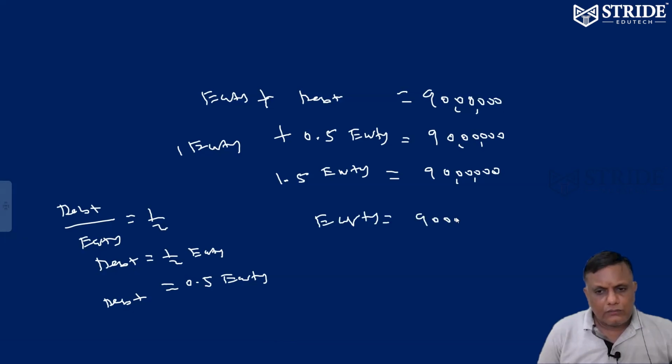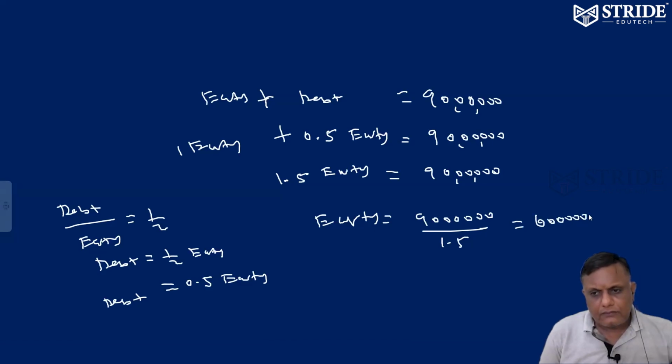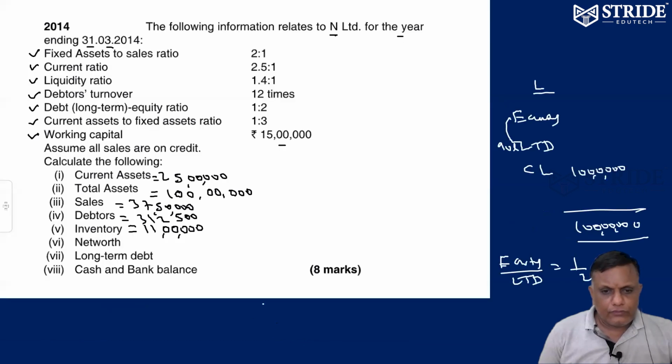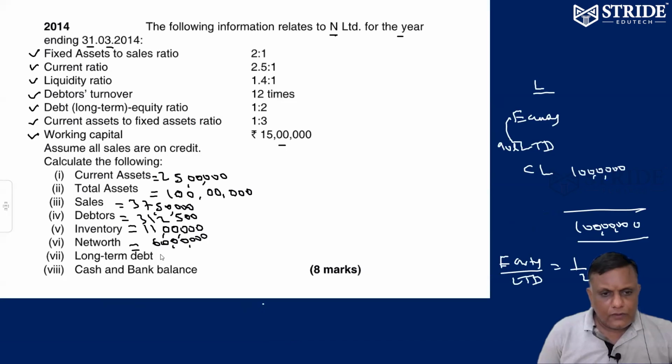So equity is equal to 90 lakhs by 1.5, which is equal to 60 lakhs. Equity is 60 lakhs. Balance debt is 30 lakhs, then total 90 lakhs. That's the idea. So net worth equals equity, that is 60 lakhs. Debt is 30 lakhs.